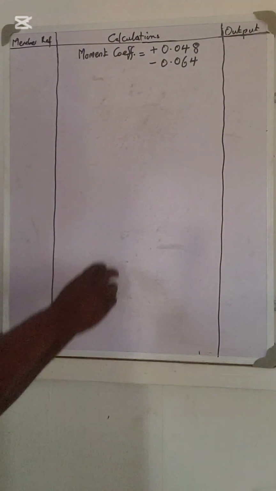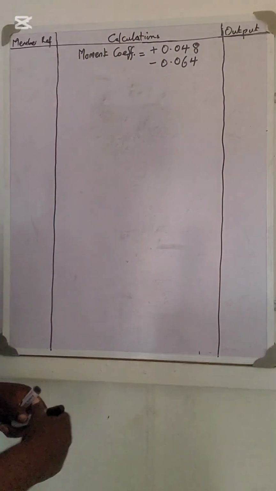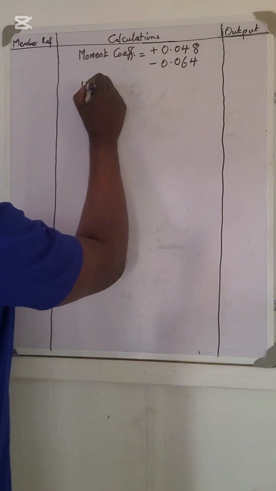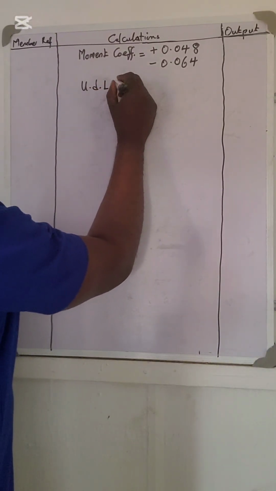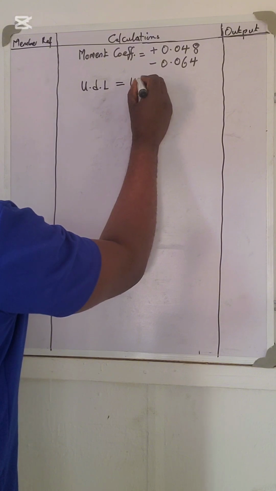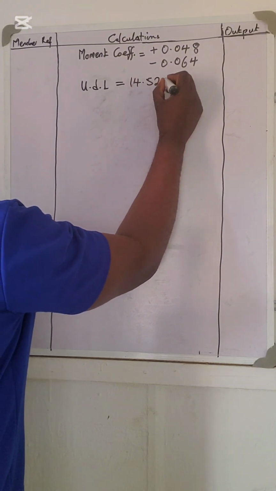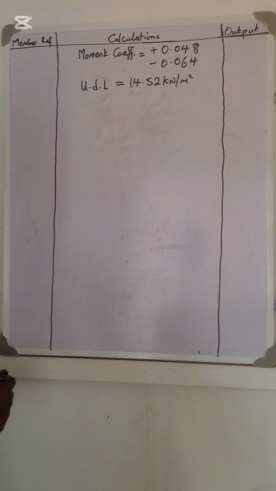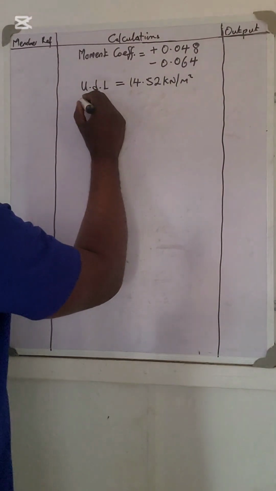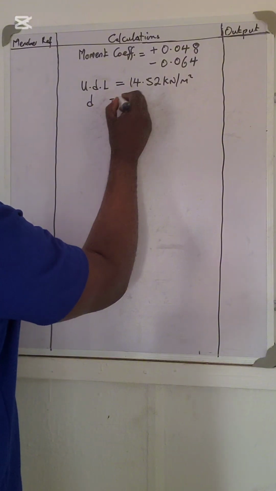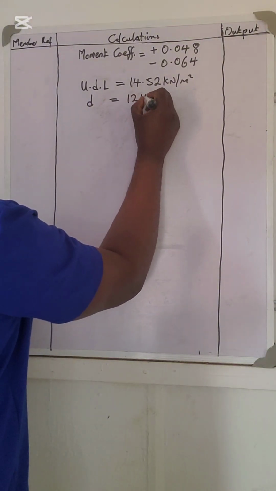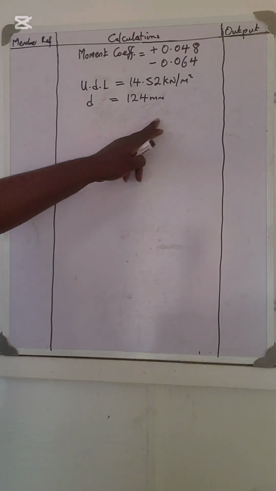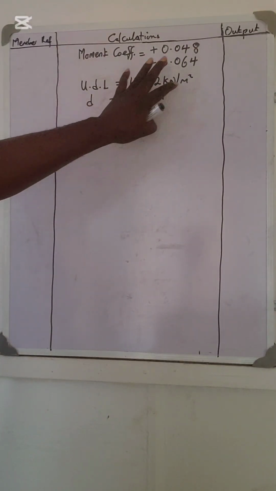So we move straight to calculating our moment. Now, recall that UDL is equal to 14.52 kilonewton per meter square. All right, our d still remains close to 124 millimeters. Okay, we have everything we want to work with now to calculate the moments.